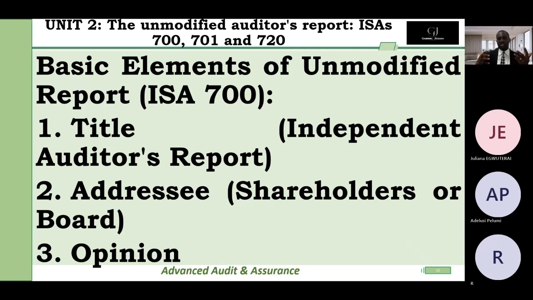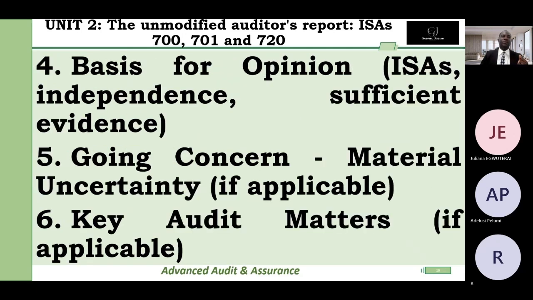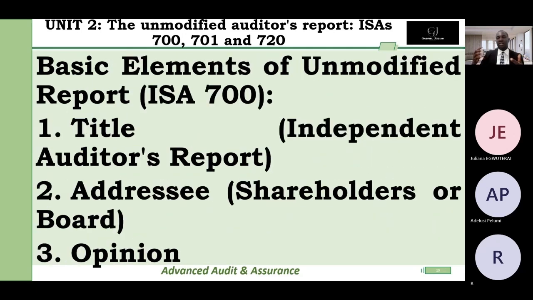And the third part is the opinion. So you have the first page, the independent auditor's report. The second, the recipients of the report, who are the shareholders or the board. And you have the opinion, and the opinion is either qualified or unqualified, modified or unmodified. And speaking to unmodified is an opinion.